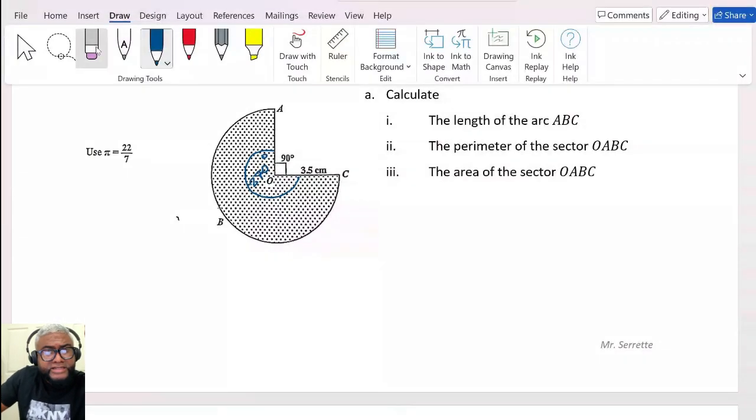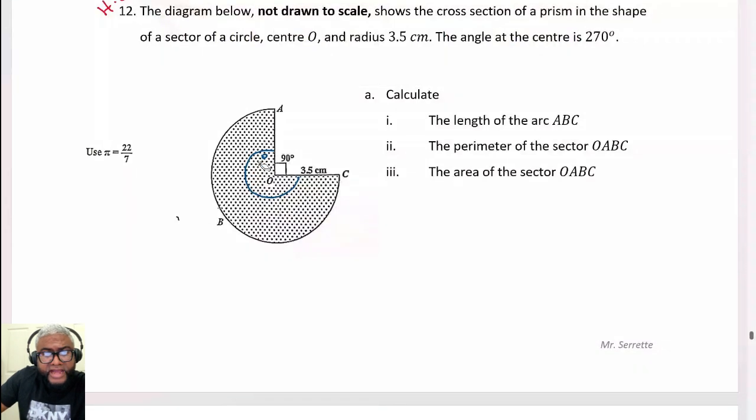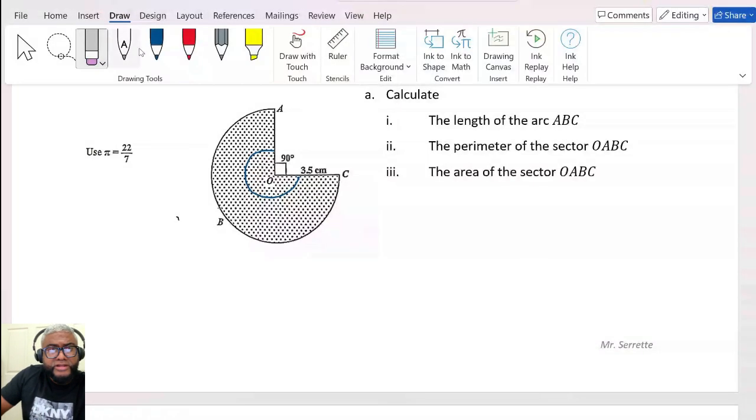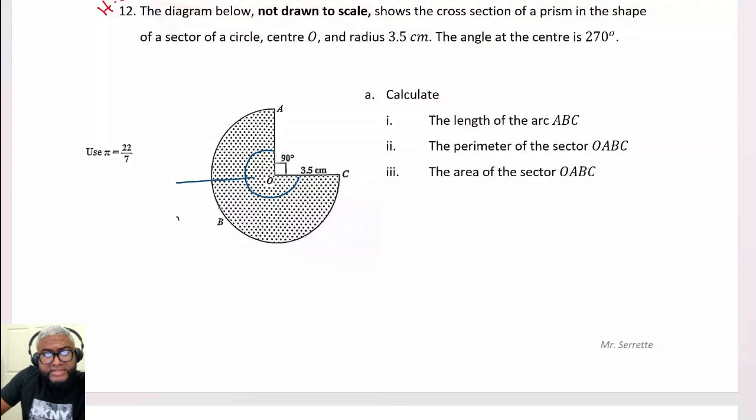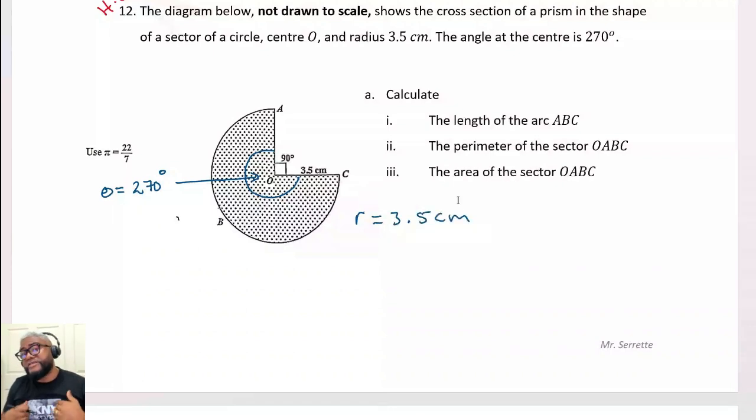Now you barely see how the shading is there, so I'm going to put an arrow and draw it on the outside. So this angle inside here is 270 degrees. That will be my theta, so theta is equal to 270 degrees. Then we know that our radius, r, is equal to 3.5 centimeters. So we basically have everything to calculate what they asked us for.